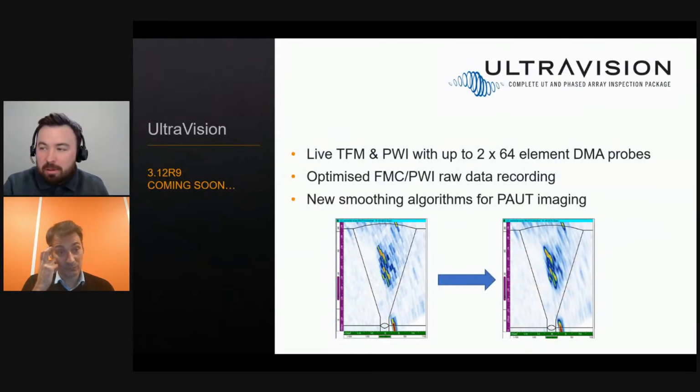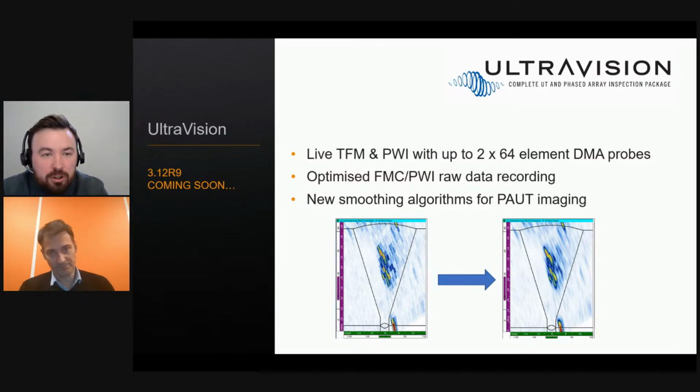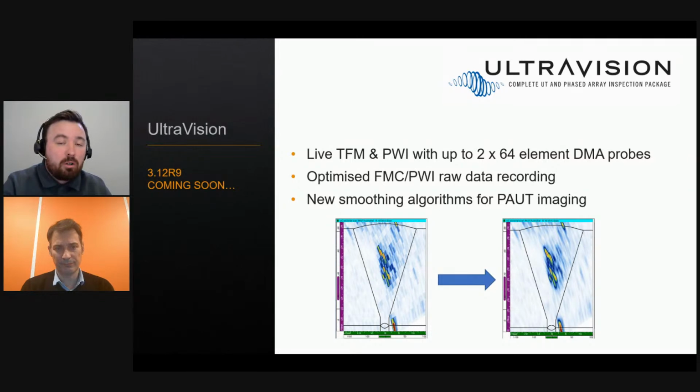Okay. Just to mention, some updates are coming soon. We're going to be launching a new version of UltraVision shortly, 3.12 R9. This is adding some additional features for those using UltraVision. We have live TFM and plane wave imaging with up to 2 64-element DMA probes. So we can use PWI and FMC TFM on dual matrix arrays, large ones, with some excellent results as well.